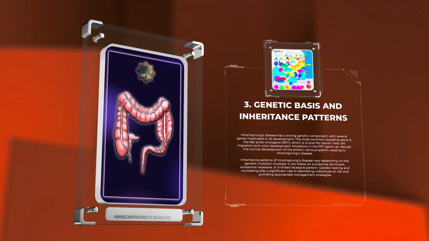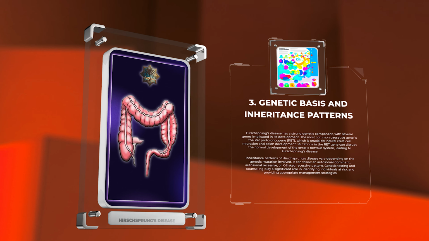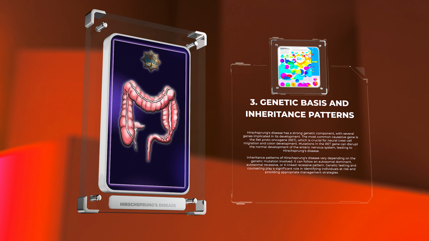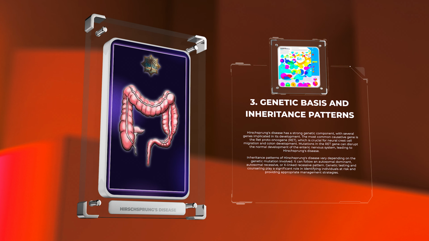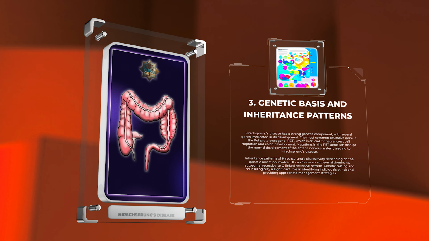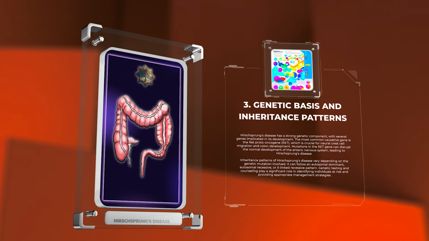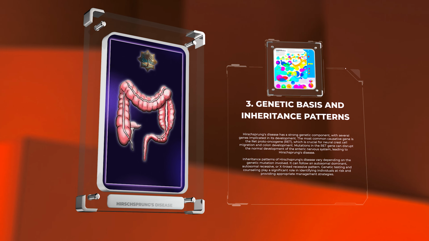Inheritance patterns of Hirschsprung's disease vary depending on the genetic mutation involved. It can follow an autosomal dominant, autosomal recessive, or X-linked recessive pattern. Genetic testing and counseling play a significant role in identifying individuals at risk and providing appropriate management strategies.